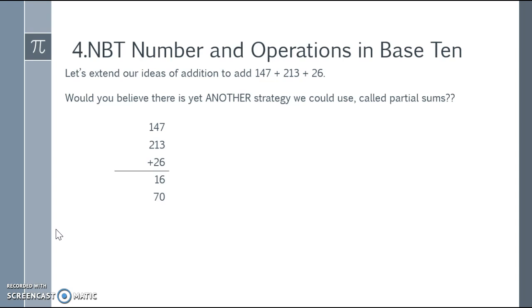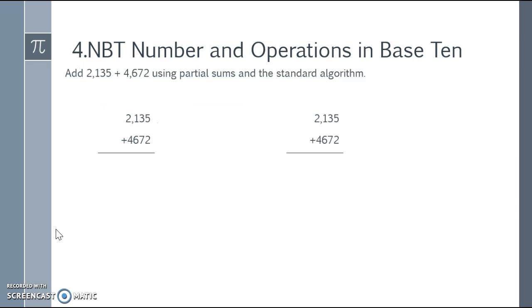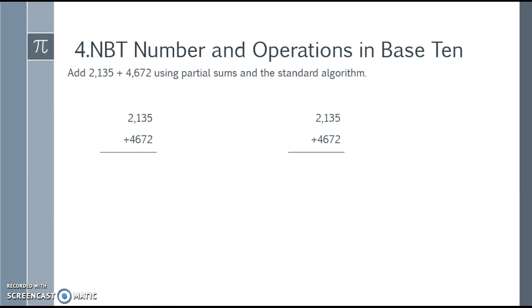And now I move to my hundreds category. 100 plus 200 is 300. Now I can add vertically. 386. Let's compare 2,135 plus 462 using partial sums and the standard algorithm. On the left, we will use partial sums, and on the right, we will use the standard algorithm.